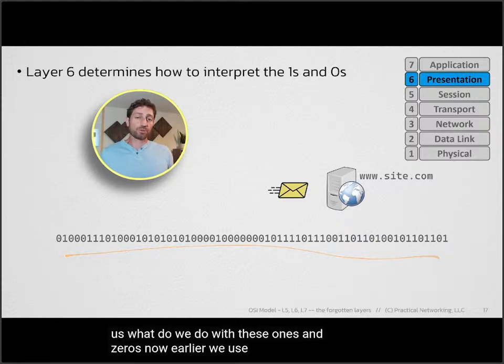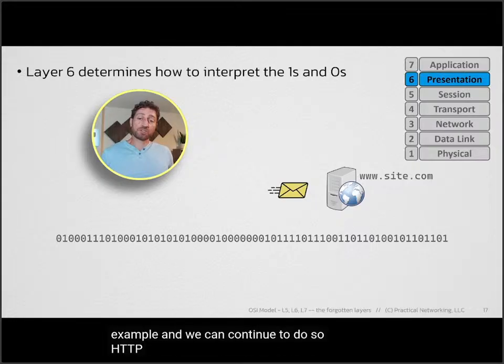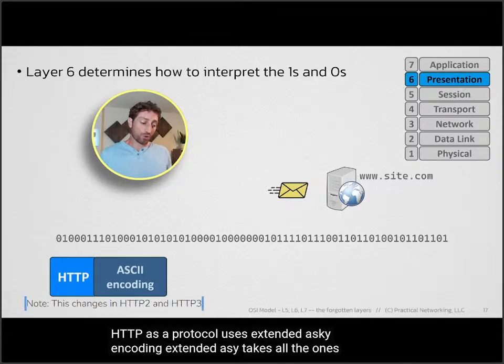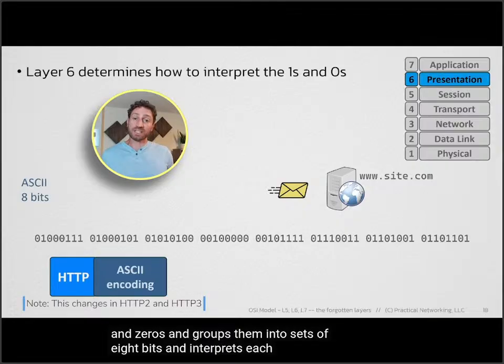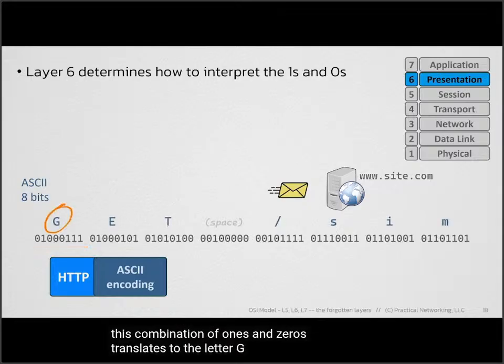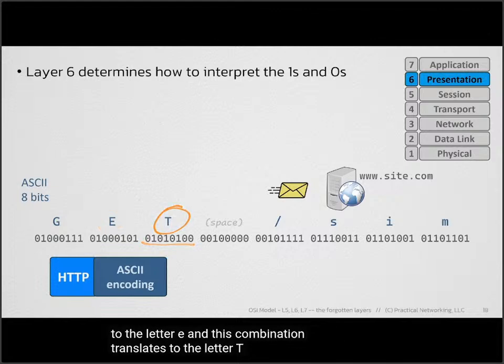Now, earlier we used HTTP as an example, and we can continue to do so. HTTP as a protocol uses extended ASCII encoding. Extended ASCII takes all the ones and zeros and groups them into sets of 8 bits and interprets each of those 8 bits as a different ASCII character. This combination of ones and zeros translates to the letter G, and this combination translates to the letter E, and this combination translates to the letter T, and so on. And that's what layer 6 provides.